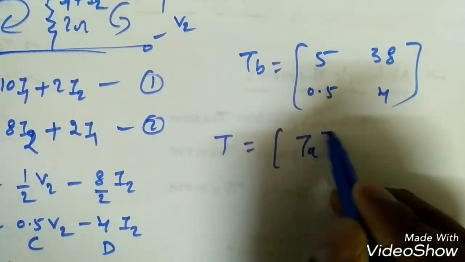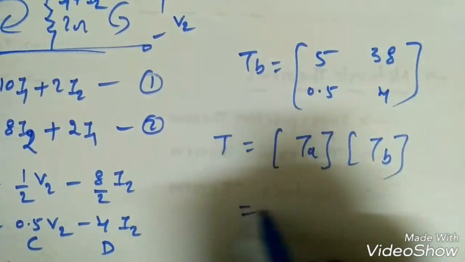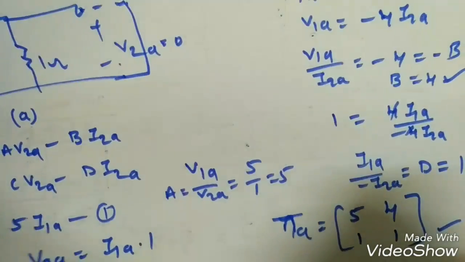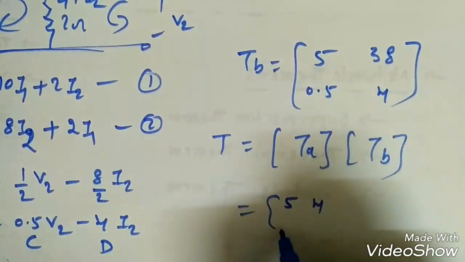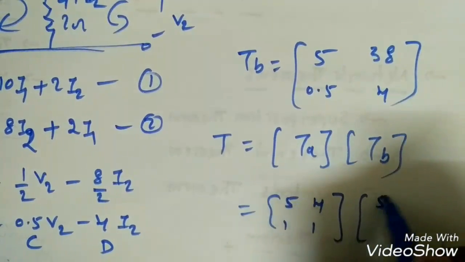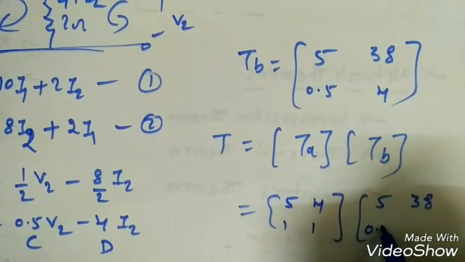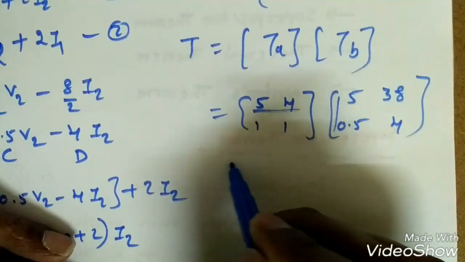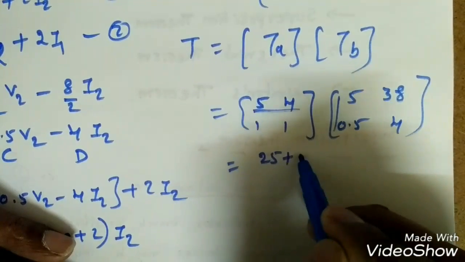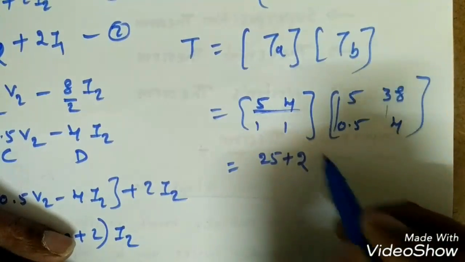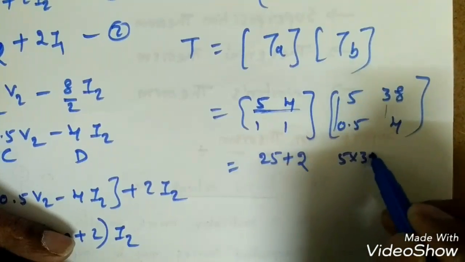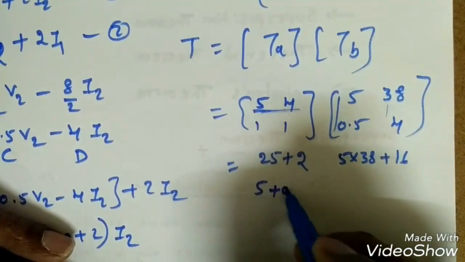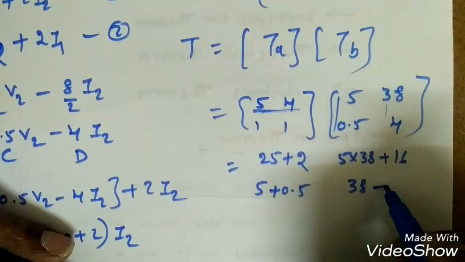Now what are the total parameters? It is TA multiplied with TB. TA we got 5, 4, 1, 1. TB we got 5, 38, 0.5, 4. To find the overall, we multiply these two. So 5 into 5, 25 plus 2. Next one, 5 into 38 plus 16. Similarly, 1 into 5 plus 0.5. Then 38 into 1 plus 4.